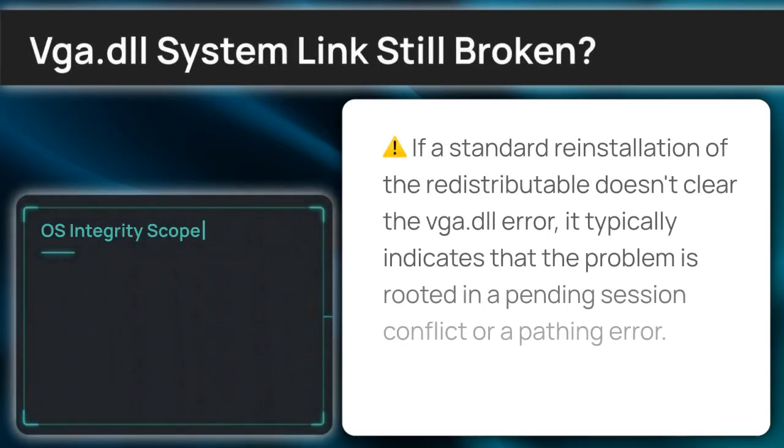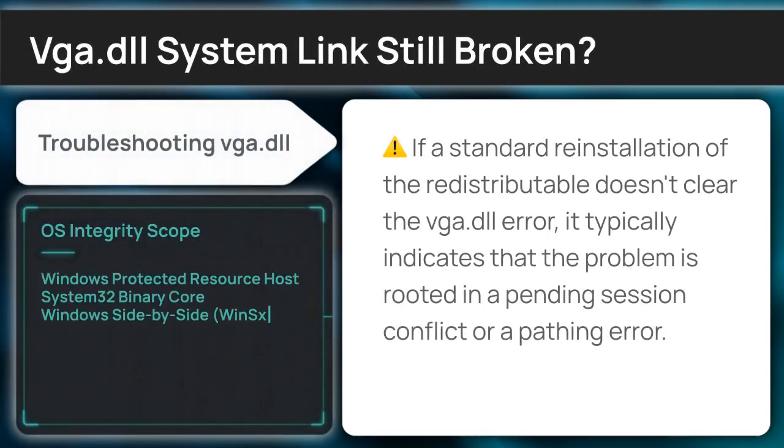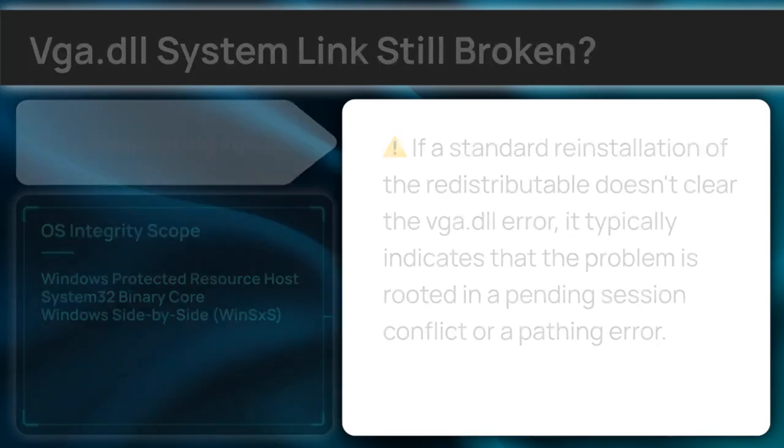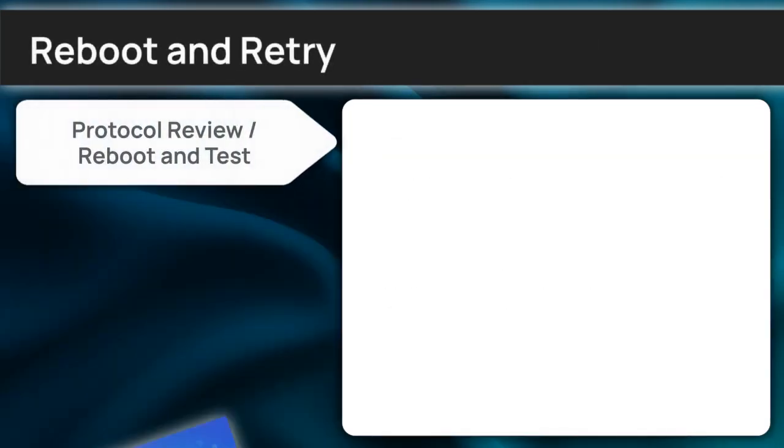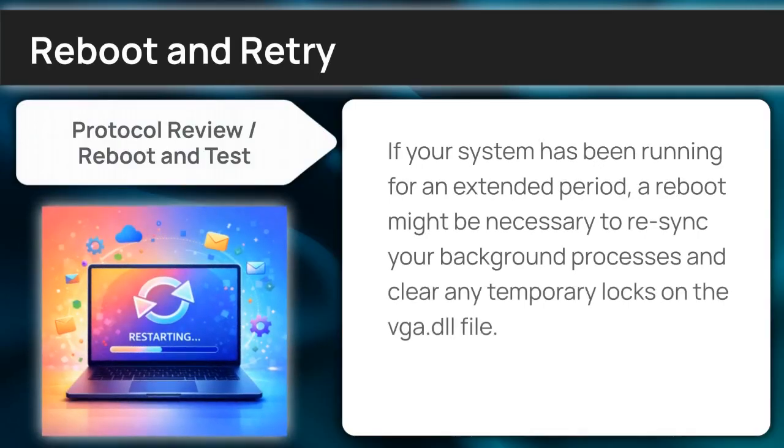If no luck was had with the redistributable package, we will escalate the fix by performing a targeted reset of the system state. A full system restart clears the temporary memory cache and allows Windows to attempt a fresh initialization of all required libraries, including VGA library.